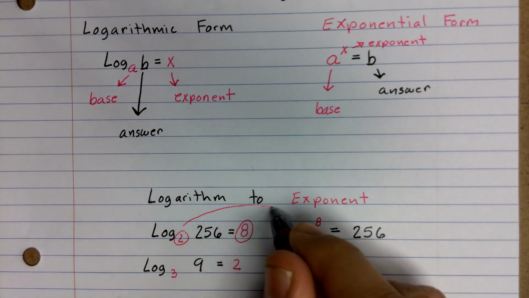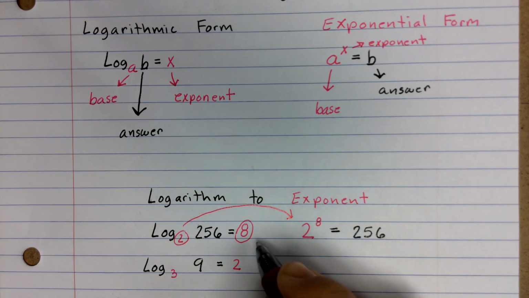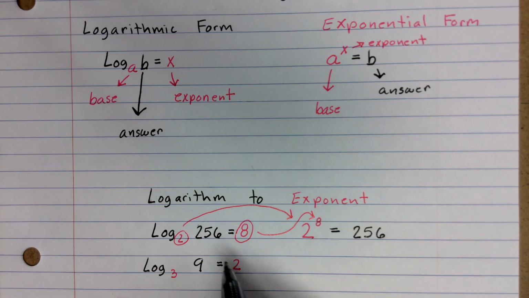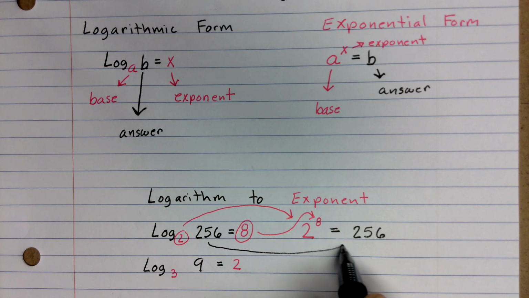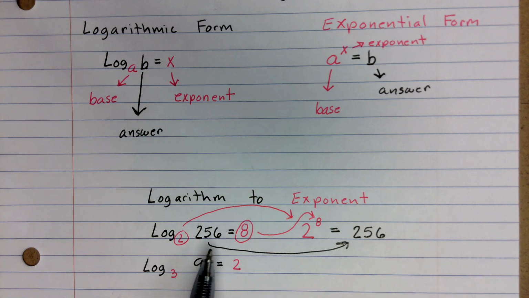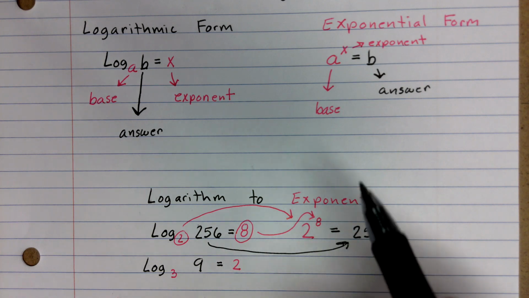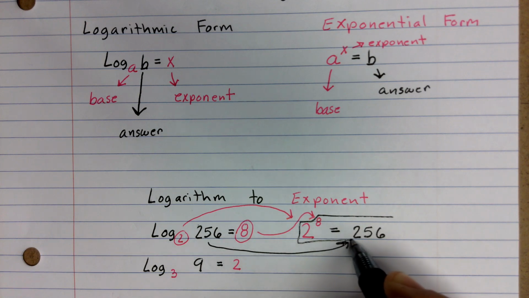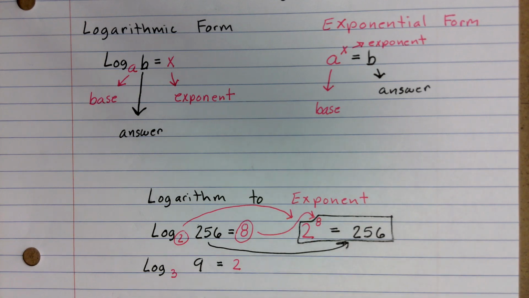I'm just going to go ahead and draw some arrows over. There's my 2. There's my 8. And there's my 256. So we now have taken this logarithm here and we've changed it over to exponential form. Now we're going to do that one more time just so you can see how that's done.